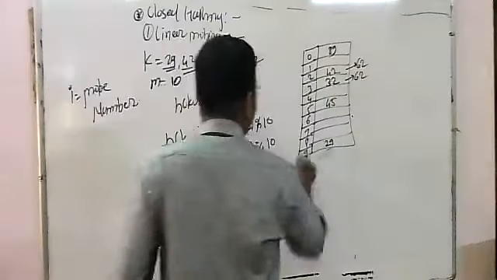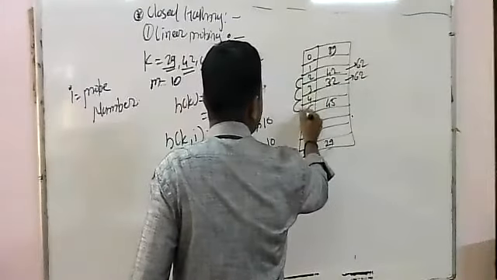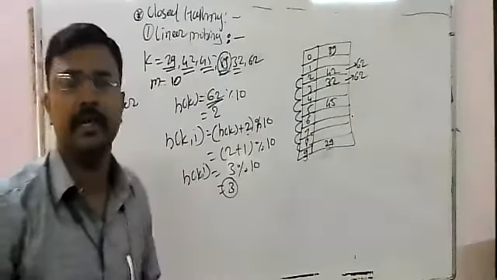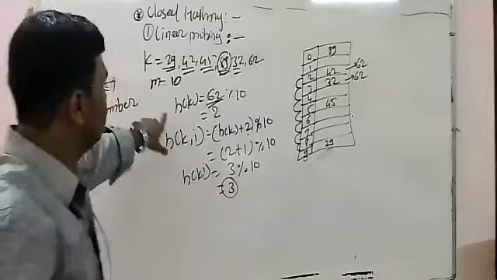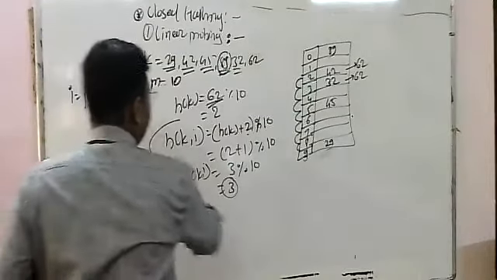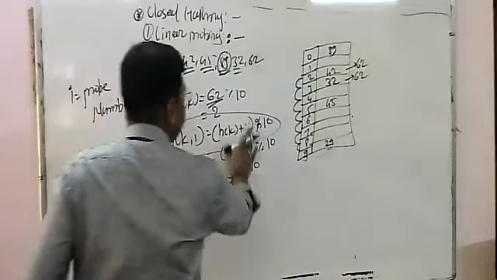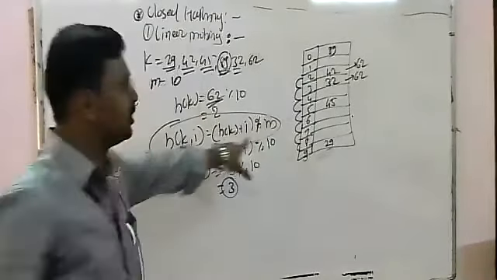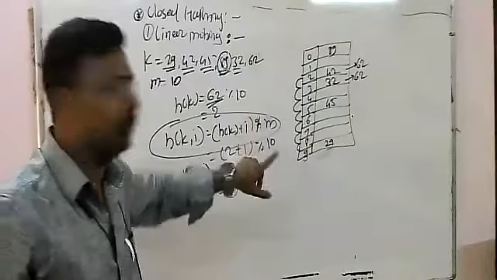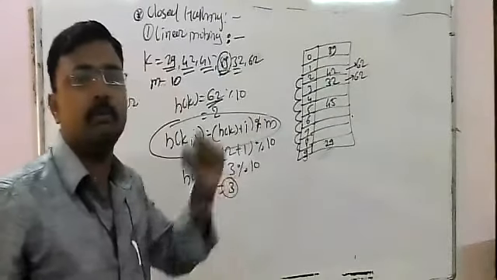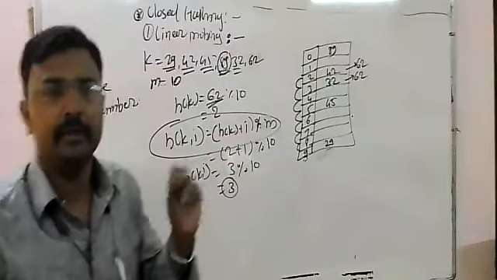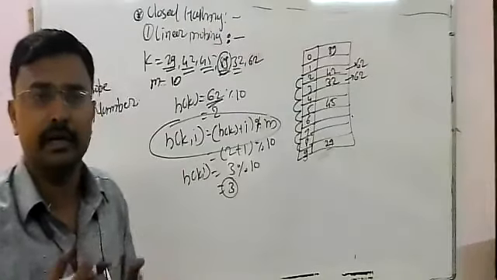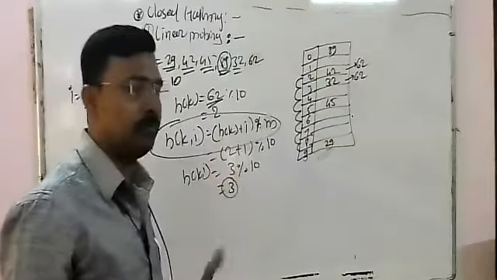Linear probing means what? Your value or index is incremented by 1 by 1. 1 by 1 your index value is incremented, and this is the function of your linear probing. H of k plus I mod m. This is the function for your linear probing, where I will be the probe number. How many times collision gets occurred? This is nothing but your probe number.